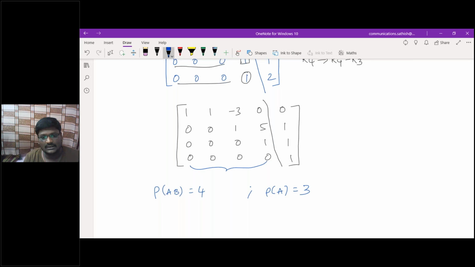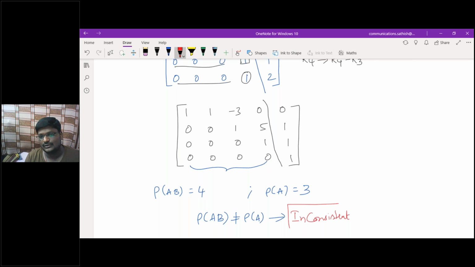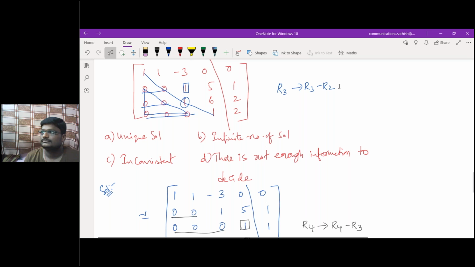Yeah, 3. So now the condition satisfies: rank of AB is not equal to rank of A. Hence the system of linear equations is inconsistent, so it doesn't have a solution. Am I right? Yes or no? Yes, sir. Are you getting what I'm saying here? Yes, sir. The answer for this question is inconsistent. This is the answer for that particular problem.